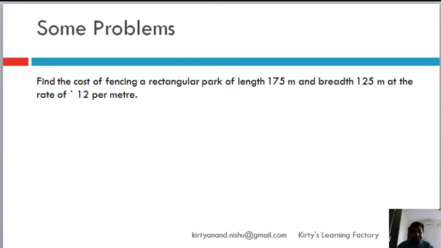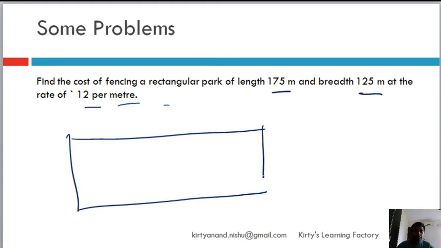Some commercial questions. Find the cost of fencing a rectangular park of length 175 meters and breadth 125 meters, at the rate of 12 per meter. So there is a park. You will get a lot of these park questions in mensuration. They are asking what will be the cost of fencing.